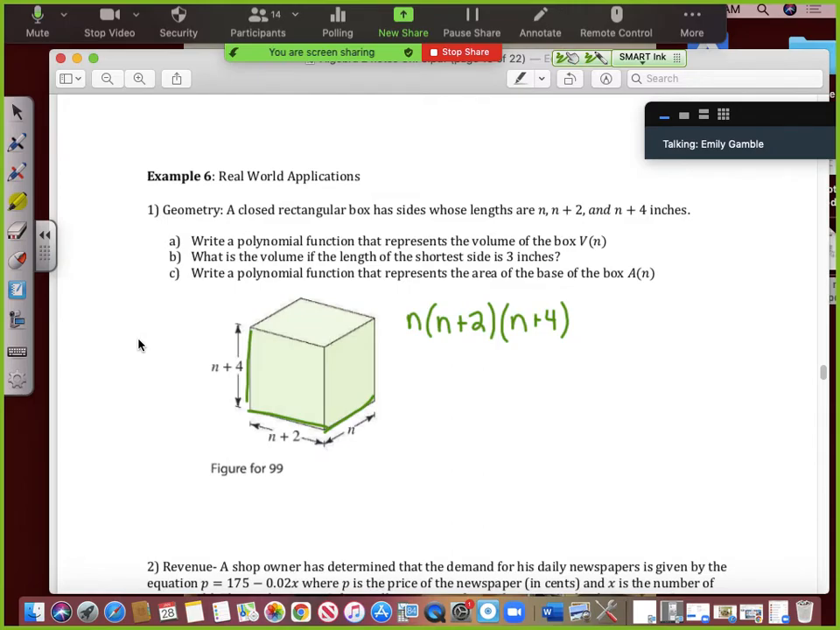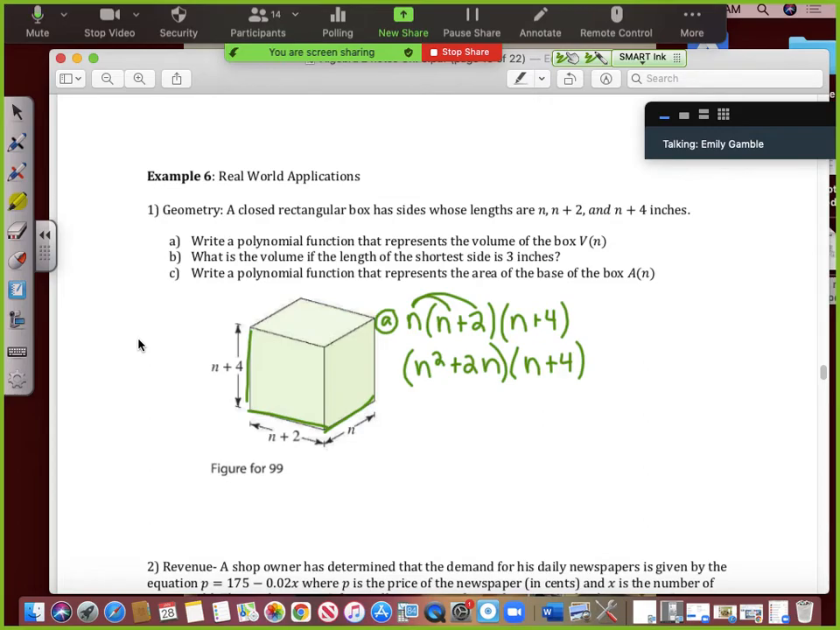So to simplify this for the answer to letter A, I would multiply n times n plus 2 first, which is very quick and easy because it's just one term times the other ones. That'll turn that into n squared plus 2n. Now I need to multiply that entire thing by n plus 4. As soon as you have more than one term, you then need to put parentheses around it and then follow the FOIL process.